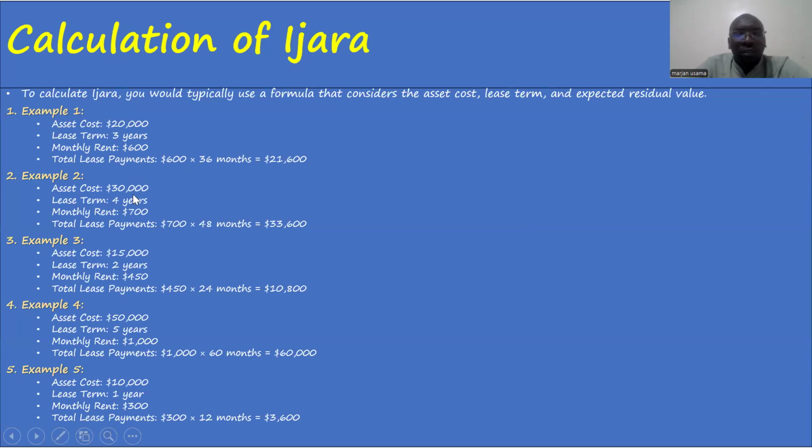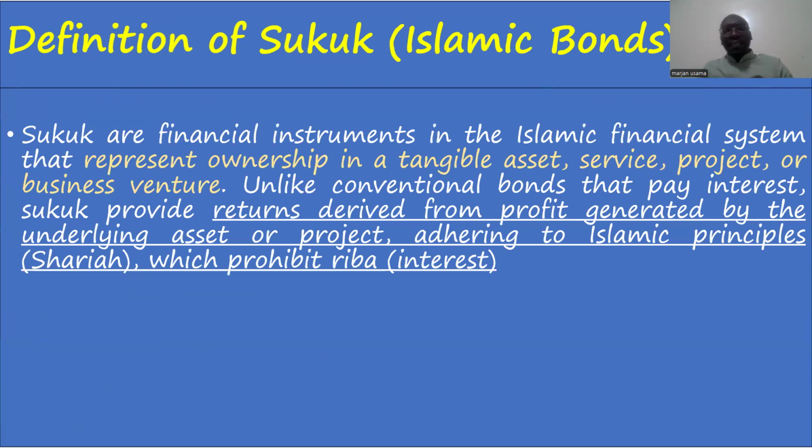Number two, asset cost is 30,000. The lease term is 4 years. The monthly rent is 700. So it is just 700 times 4 years. In 4 years, you have 48 months. As easy as that. Now then lastly, we have the sukuk, which are the Islamic bonds.